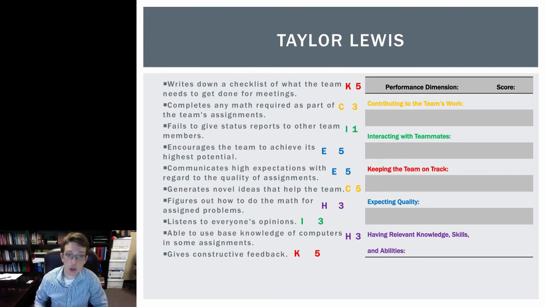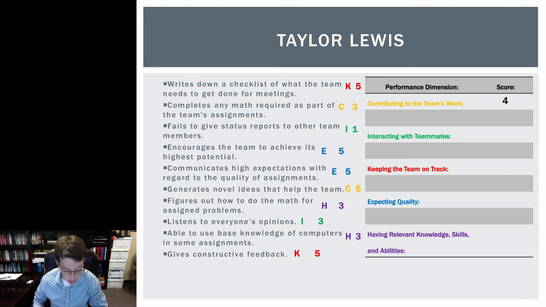For the first dimension, how would you rate contributing to the team's work? Because Taylor generates ideas that help the team, but completes any math required as part of the team's assignment, her score would fall somewhere between the highest level of performance and a moderate level of performance. So that is, she would deserve a score of 4. Now, if your score is much higher or lower than a 4, then be sure to pay careful attention to the behaviors that are specific to a particular dimension. That is, don't consider behaviors that fall outside that category.